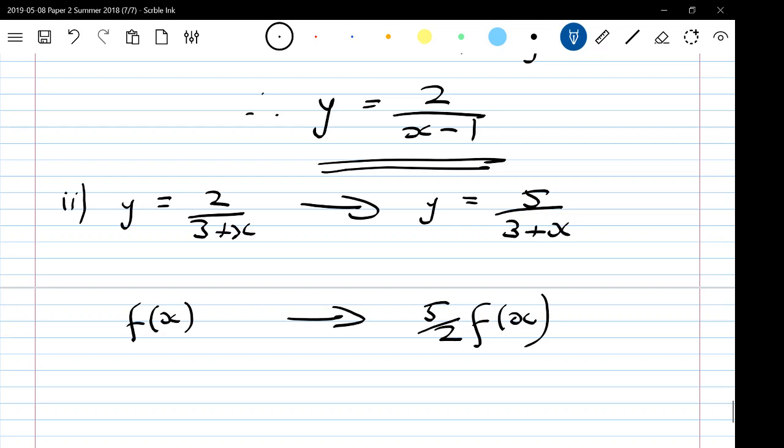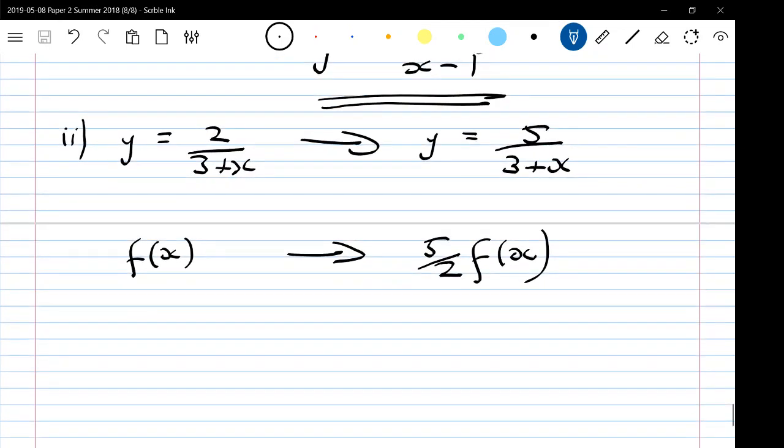So when we're talking about moving a graph around, it's a translation. That's the only word that's okay. When we're talking about multiplying by a constant, it's a stretch. That's it. We can't use any other words. So this is a stretch. It's then a stretch scale factor. We need to say the scale factor 5 over 2 parallel to the y-axis.